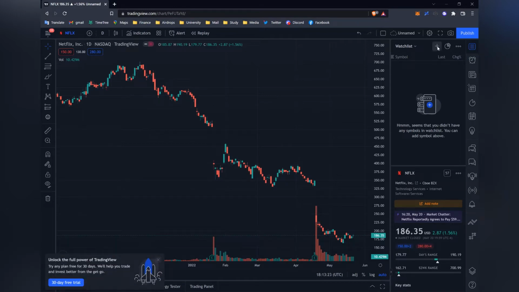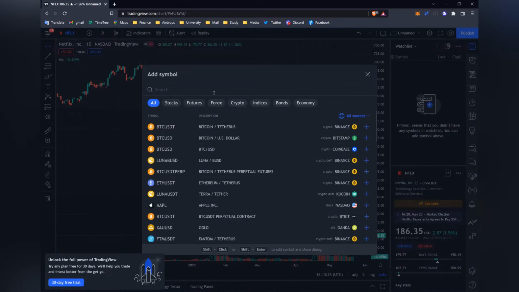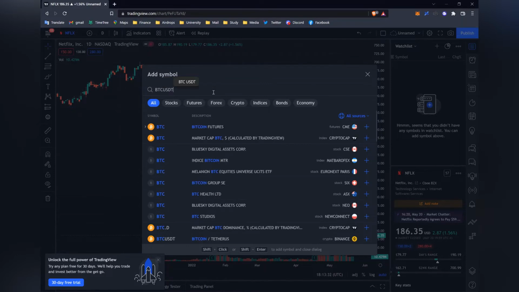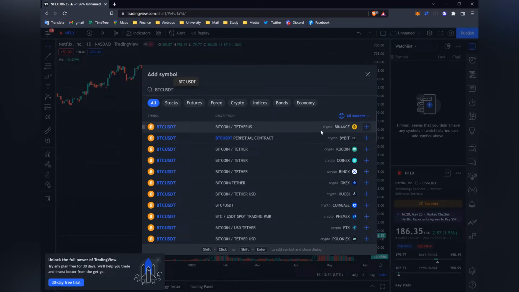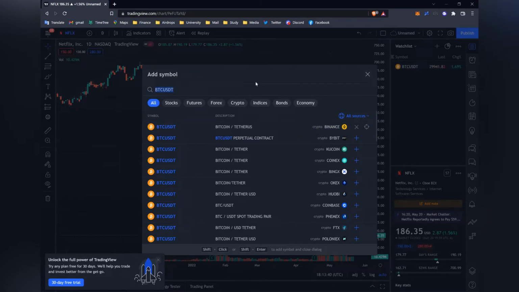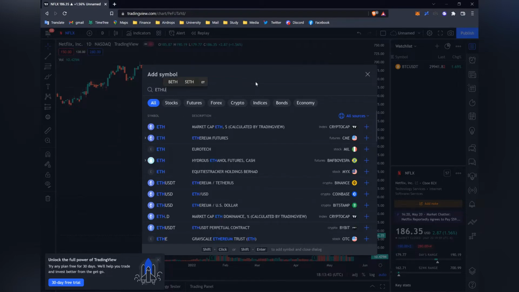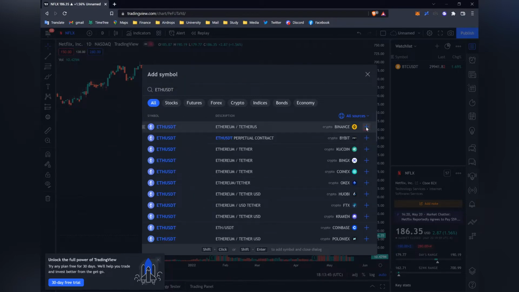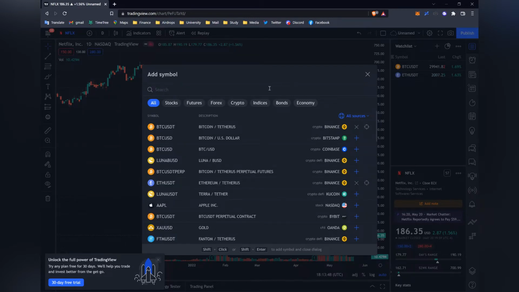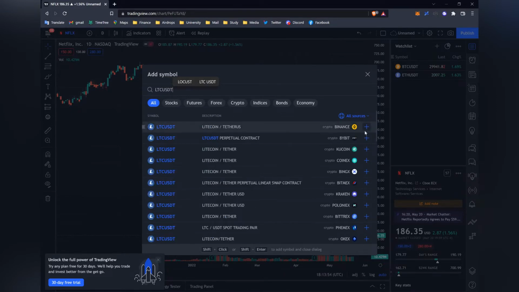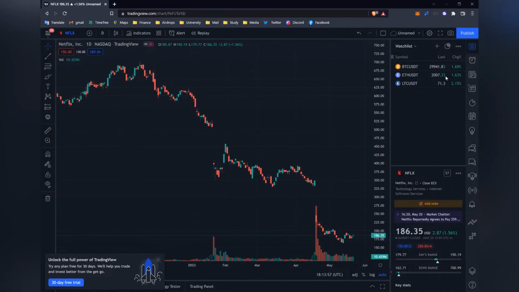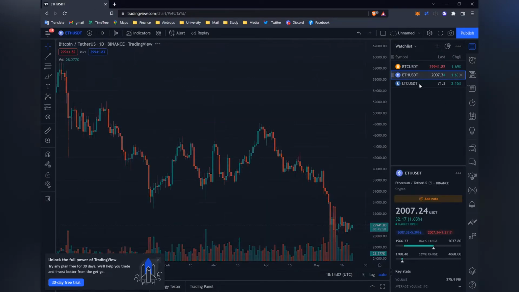Okay, with this plus, you can add every coin or anything you want. For example, BTC to USDT. As you can see, I choose Binance because I already taught you Binance. Or another one, Ethereum, ETH USDT. Again, I use Binance. Or another one, for example, LTC USDT. Again, Binance. And you see, it will show up here, and I don't need to search for them next time I need it. I just click on that, and I can see the charts.